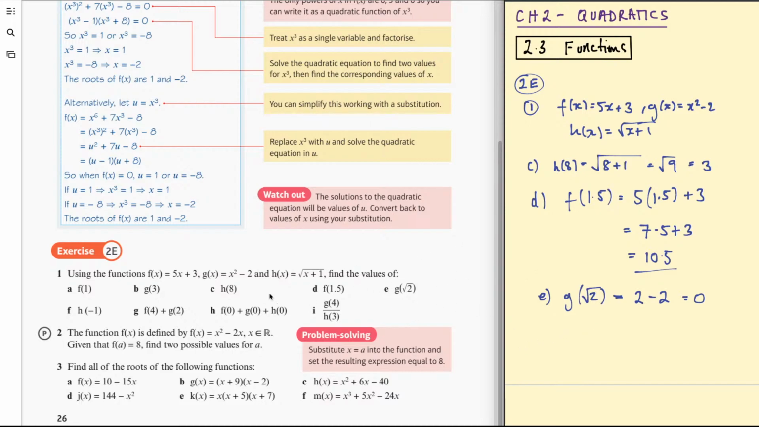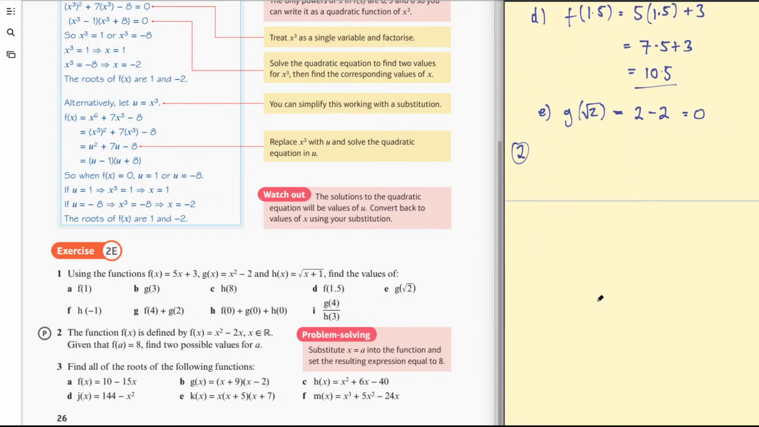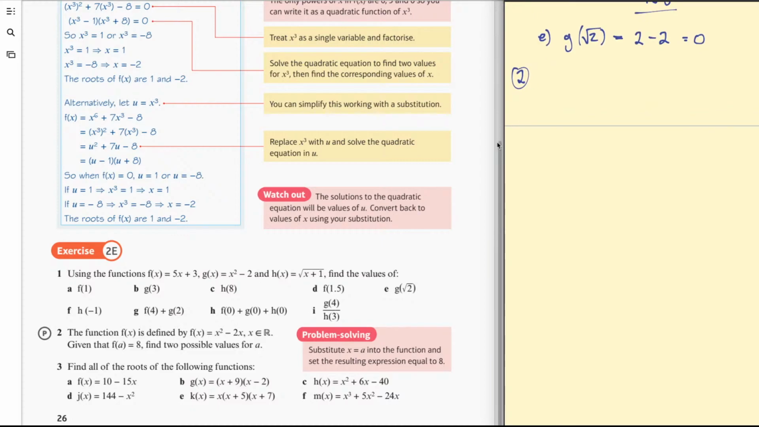Okay, so that's enough of that. I'll leave the rest for you to do later if you like, or if you're watching this later, you can do them now. Let's go into question 2. The function f of x is defined by f of x equals x squared take 2x. Let's write that down. Given that f of a equals 8, find two possible values for a.